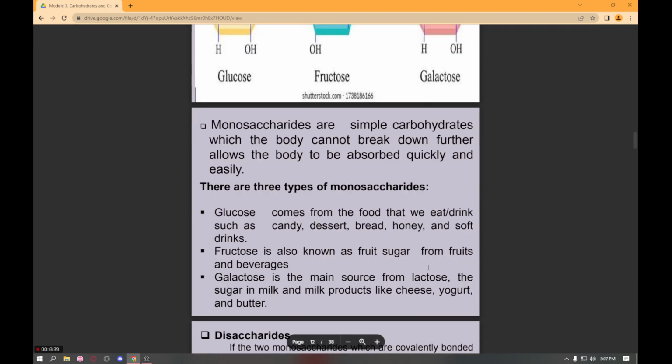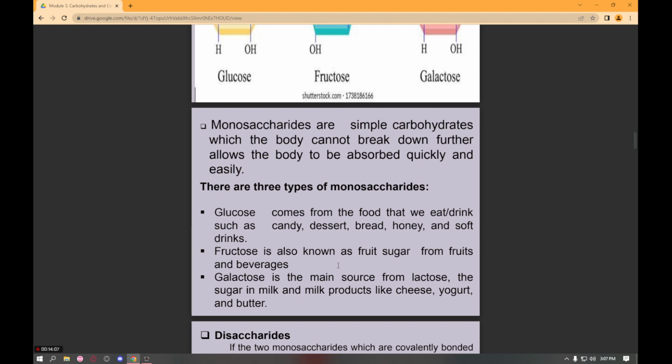Okay, there are three types of monosaccharides as I've mentioned. So your glucose comes from the food that we eat or drink. The glucose came from the food that we eat, like for example, your candies, yung dessert, bread, honey, and soft drinks. But there are some breads, class, that are considered polysaccharides, okay, those with fiber bread.